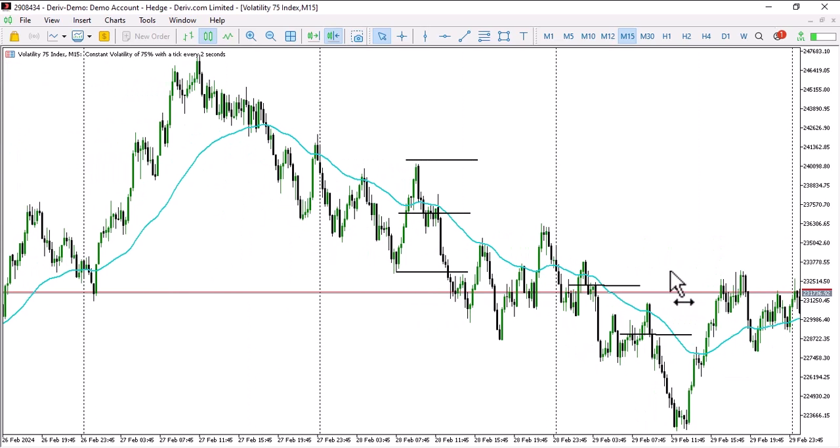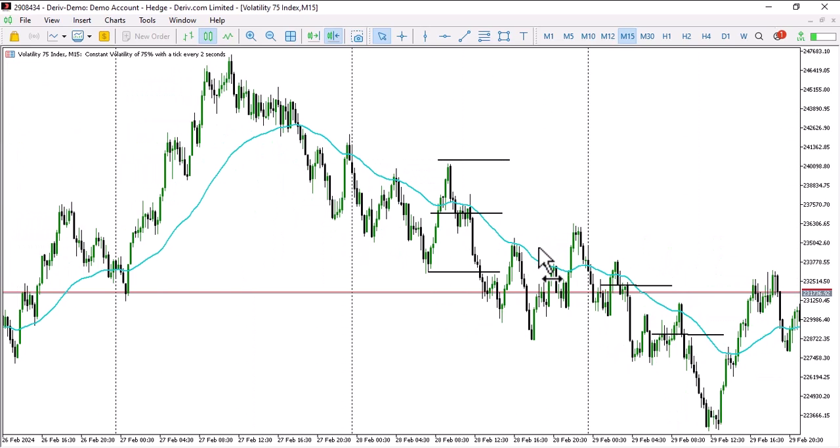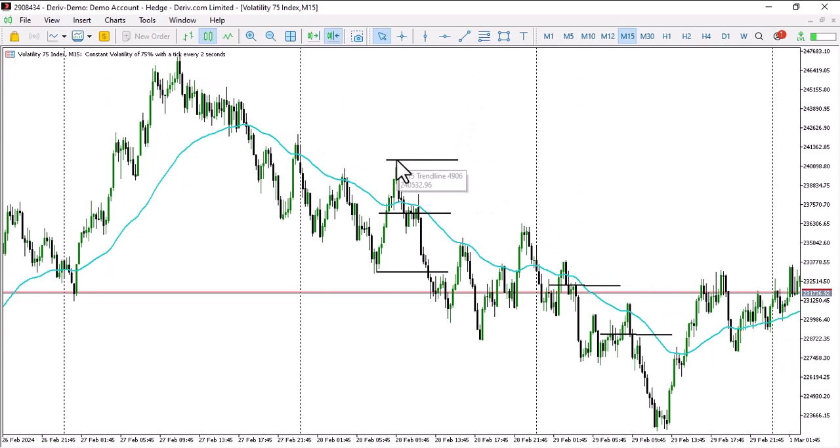So if you just look at the signals that I just showed you here, we can count how many we have, and let's just calculate roughly how this strategy's accuracy seems to be.